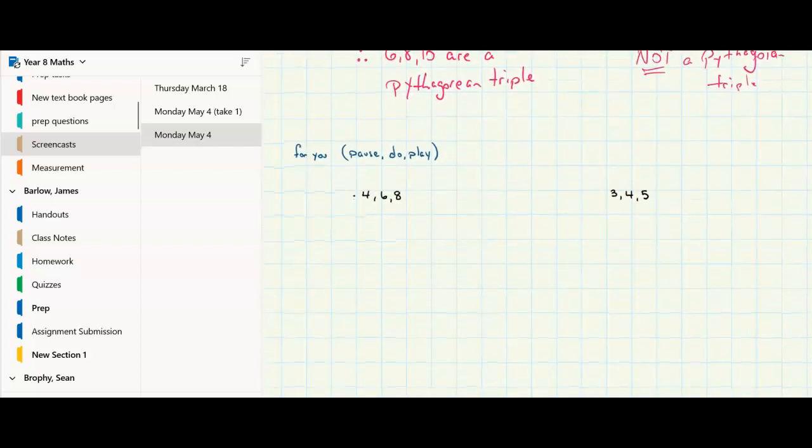So I want you to now do a PDP for these numbers here. Are 4, 6, and 8 a Pythagorean triple? Are 3, 4, and 5 a Pythagorean triple? I want you to test them both, and then press play and come back. I'll have the solutions up by then, and you can check your work.